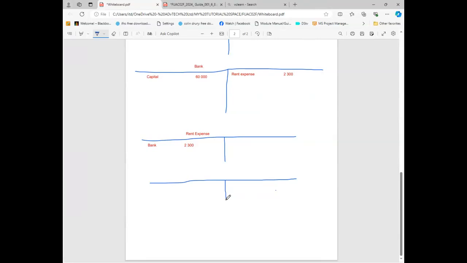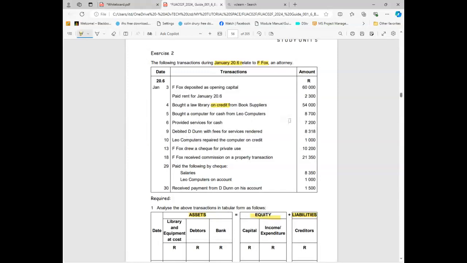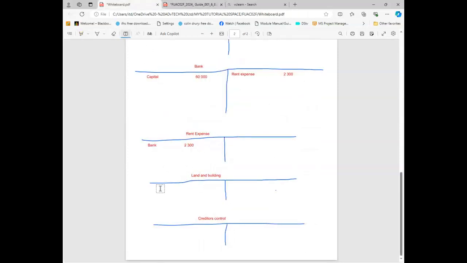Okay, land and building. Right. Once you said we bought it on credit, now, are you still with me? Would you debit land and building? Oh, yes, you're correct. And then credit land and building, how much? 54,000. Yes.